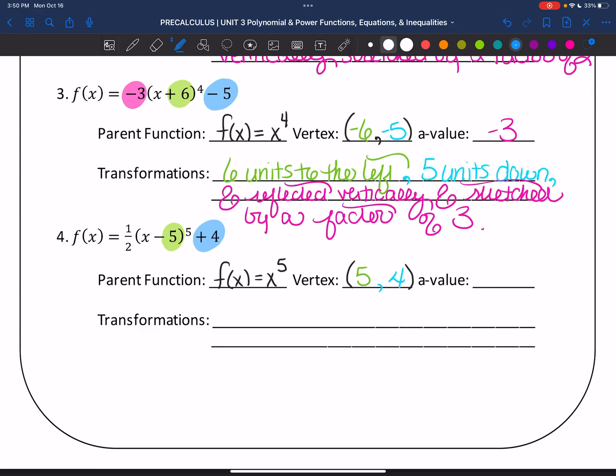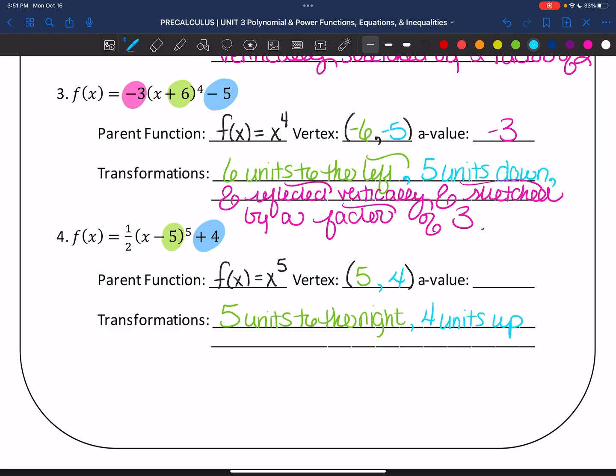Now, what does that mean for the transformations? We'll get to our a value in just a moment, but what does this h and k value imply for the transformations of this function? It's going to move 5 units to the right, and 4 units up.